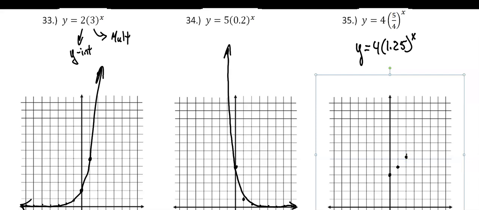And then times the 1.25. And again, just use your calculator for this. That gives you a 7.8125. And you just keep multiplying by 1.25. That's going to be, let's see, 9.765.